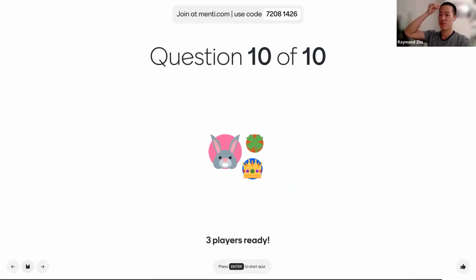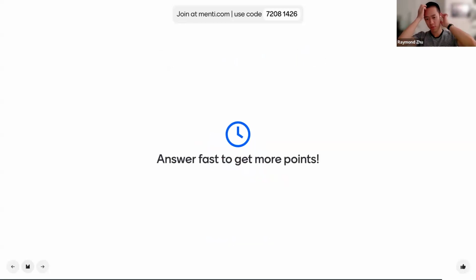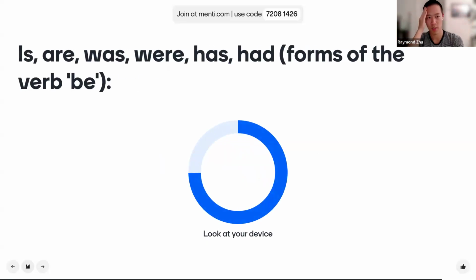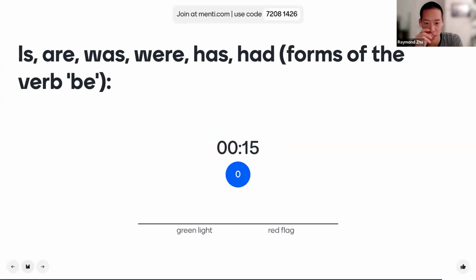And then question 10. Is, are, was, were, has, had. Forms of the verb to be.